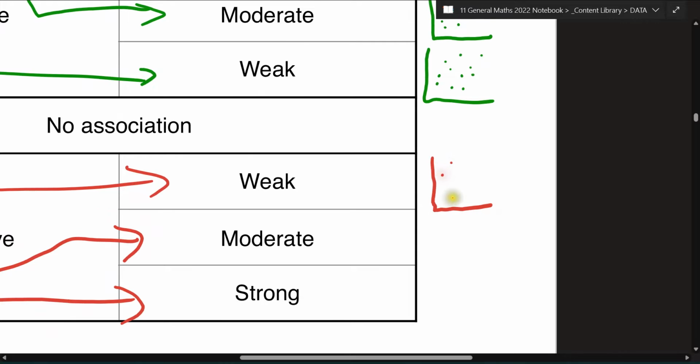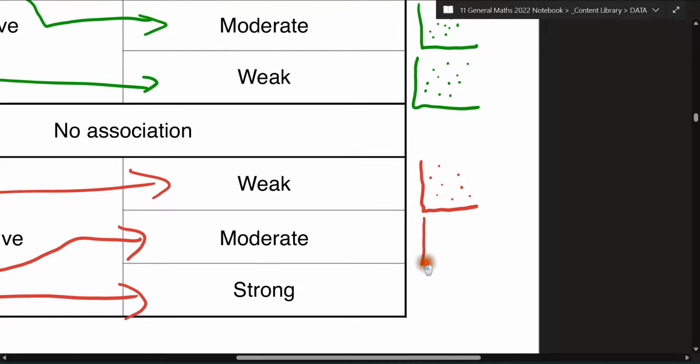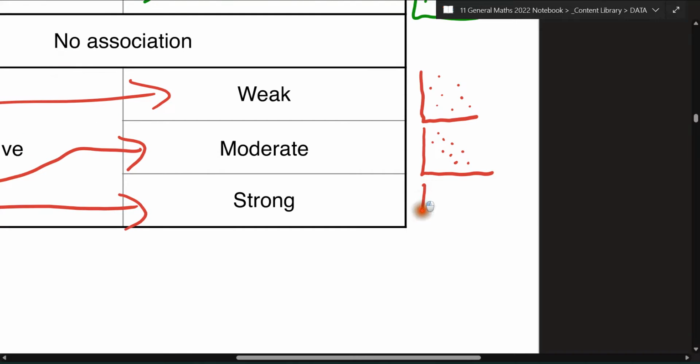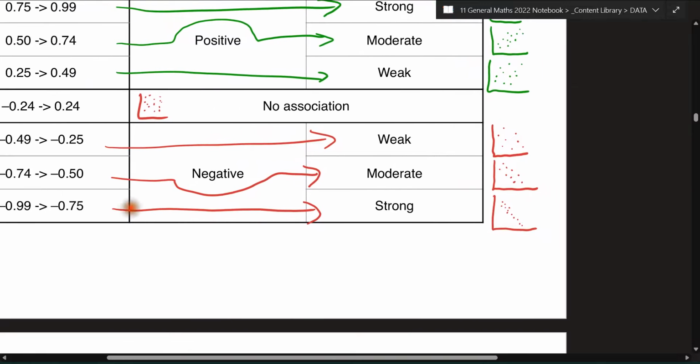So this will be a weak negative. It'll go in a downwards direction, okay, but it's very spread out. So it's really hard to tell. Moderate, the dots are a bit more together, but still pretty spread out. And then strong, they might be quite together to the point where you can tell that it makes a straight line. And then no association again, that's what that looks like.